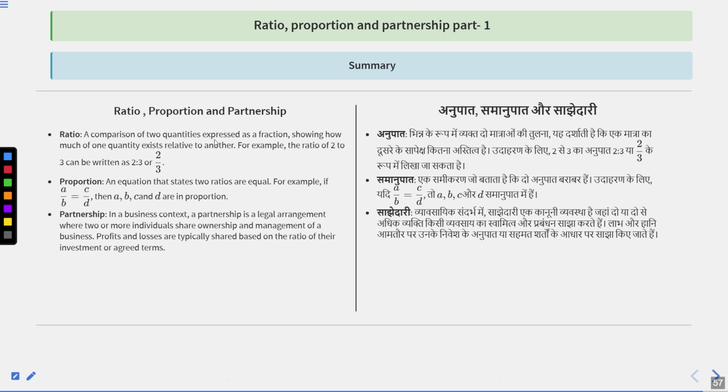Ratio is a comparison of two quantities expressed as a fraction, showing how much one quantity exists relative to another. For example, the ratio of 2 to 3 can be written as 2:3 or 2/3. Proportion is an equation that states two ratios are equal. For example, if A/B equals C/D, then A, B, C and D are in proportion. Clear? In the same way, partnership: in a business context, a partnership is a legal arrangement where two or more individuals share ownership and management of a business. Clear? Profits and losses are typically shared on the basis of the ratio of their investment or agreed terms.